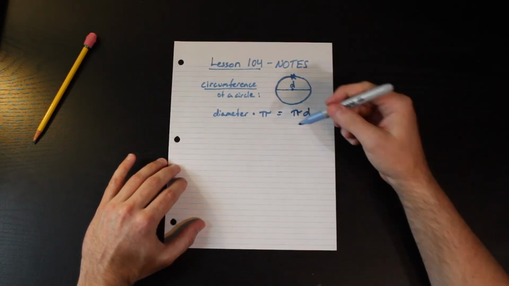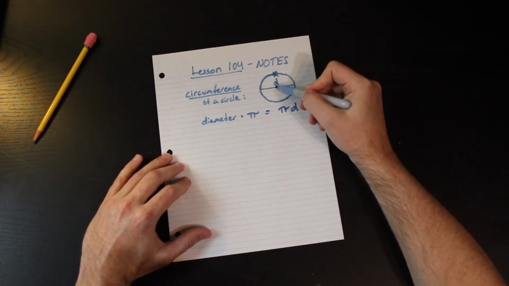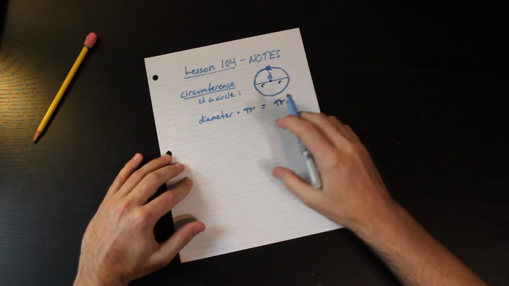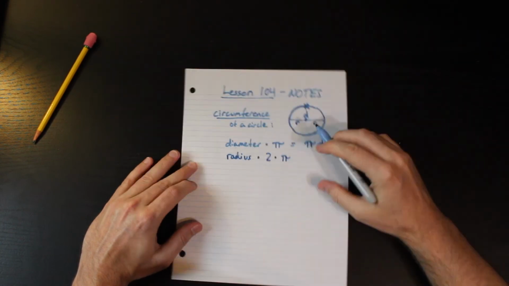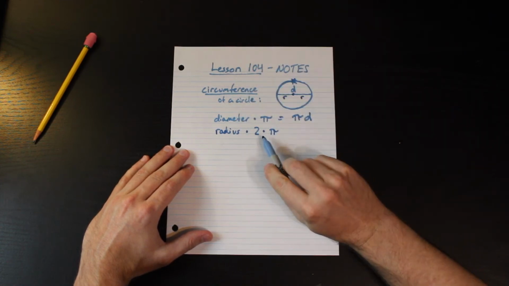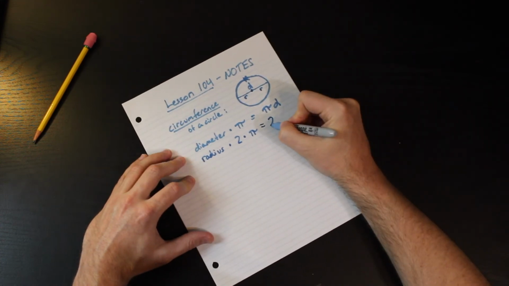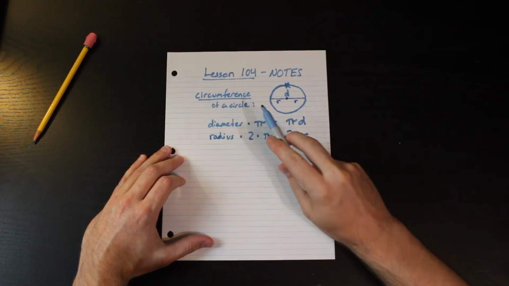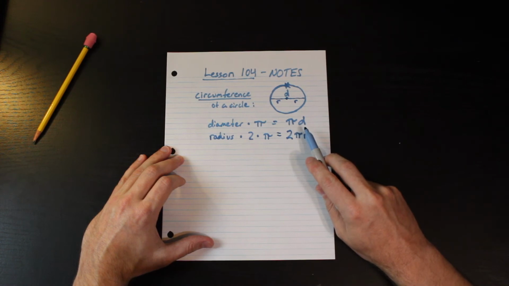However, because the diameter is the length of 2 radii, the radius being the distance from the center of the circle to the edge, then we can also write the formula for the circumference as the radius times 2 times pi. According to the commutative property, the order of this 2, this pi, and this r doesn't matter, so we can switch them around to get 2 times pi times r, which is usually how it's stated. The circumference of a circle is 2 pi r, or pi d.